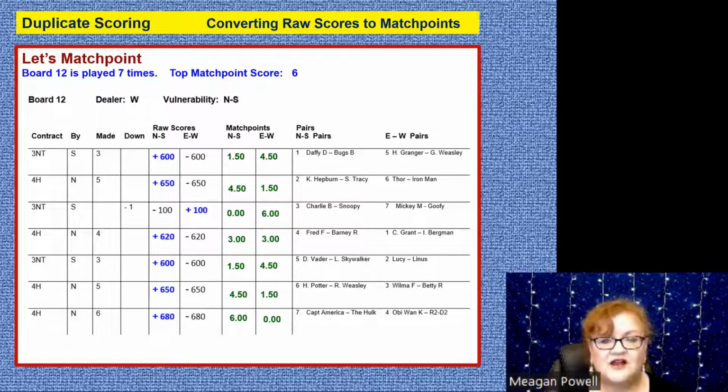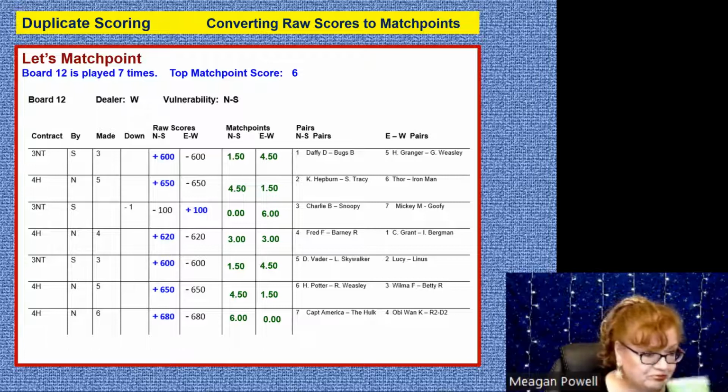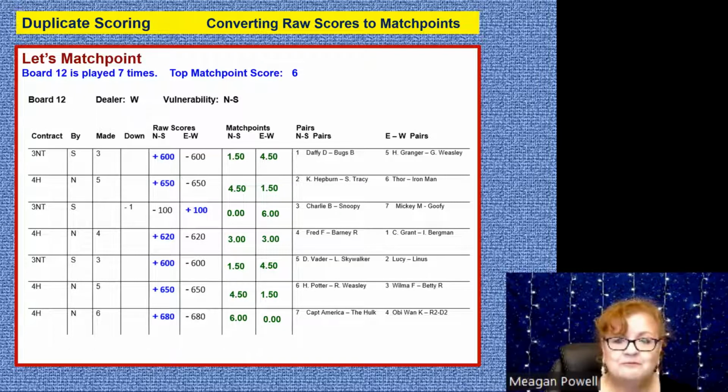Now let's look at the rest of the column. Is that something you did? Do those look right to you? Because that's what I got.